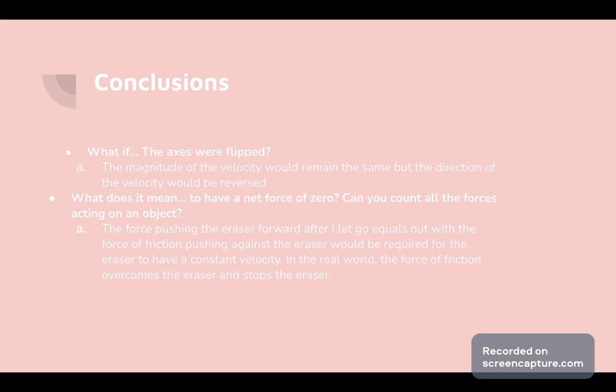The goal of this experiment was to model an object at a constant velocity, so we assumed that the eraser had a constant velocity, or net force of 0, which would require, for the x direction, the force pushing the eraser forward, which resulted from me physically pushing the eraser, to be equal to the force of friction pushing in the opposite direction. For the y direction, we know that the force of gravity pulling down on the object is equal to the normal force of the whiteboard tray pushing up against the eraser.